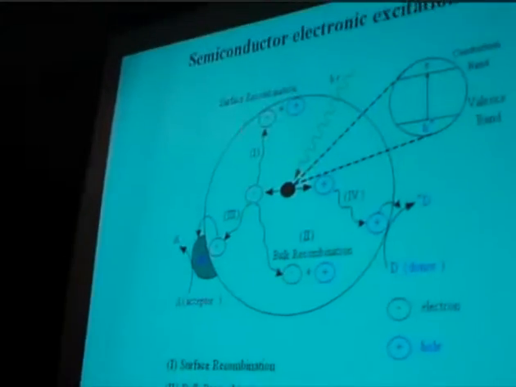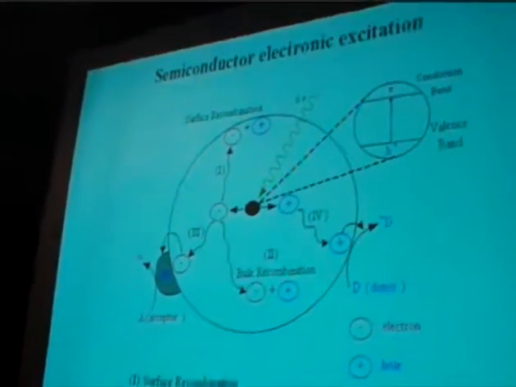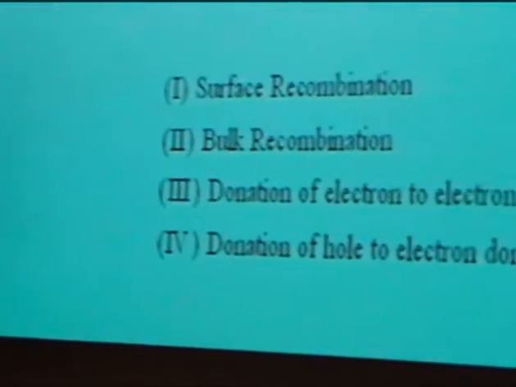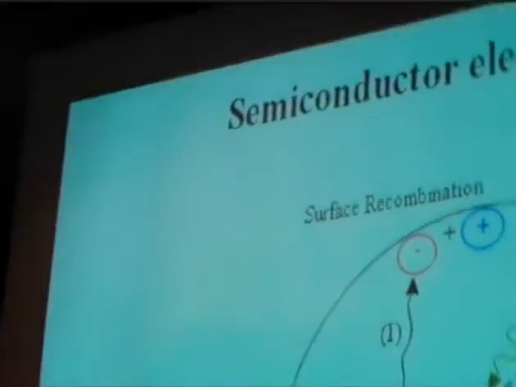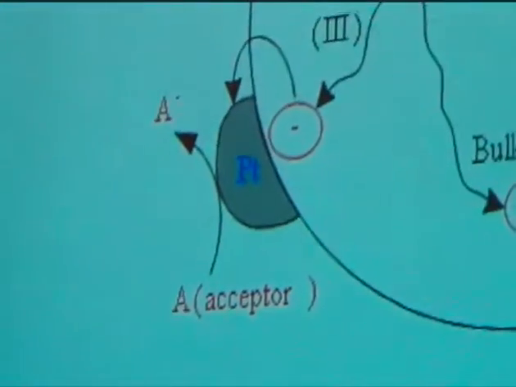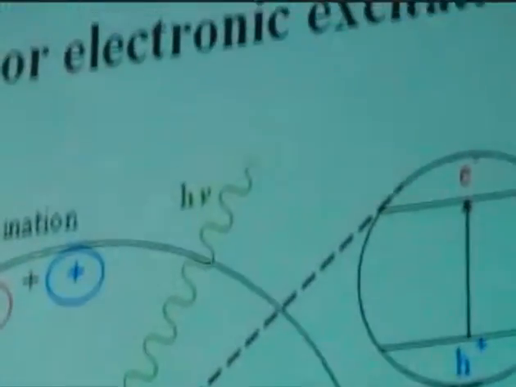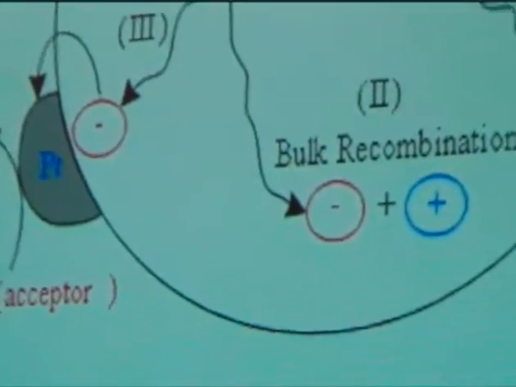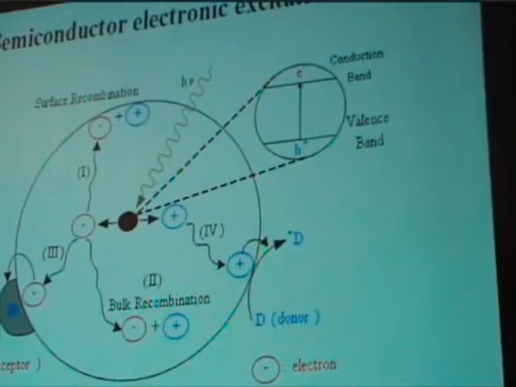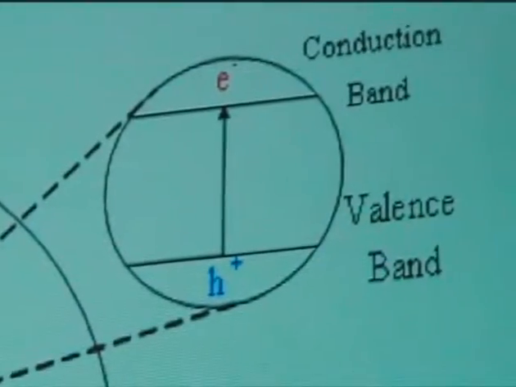I also would like to make a few comments on the semiconductor electronic excitation process. Now, this sketch that I put here shows how after light absorption, electron and hole pairs are created, and these electrons and holes can undergo different paths. Depending on those paths, the quantum yield, which refers to the number of events that occur per photon absorbed, will change. The quantum efficiency will change.